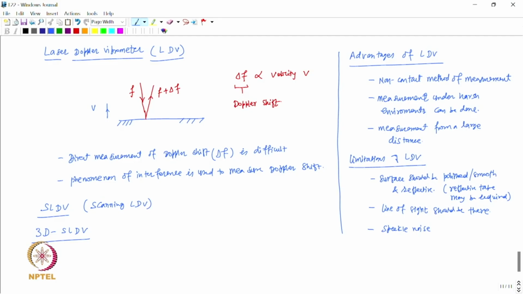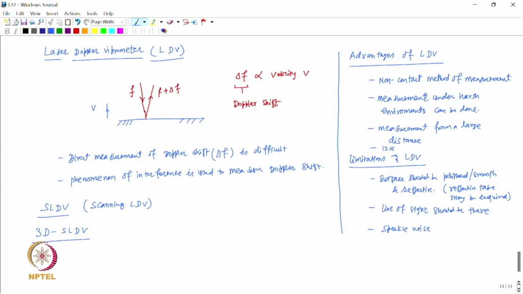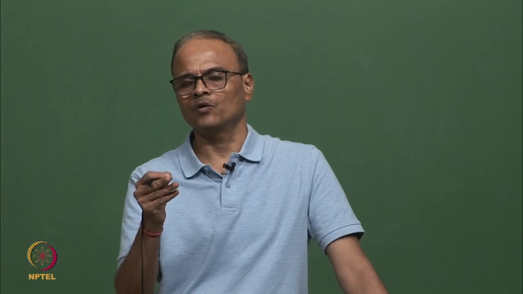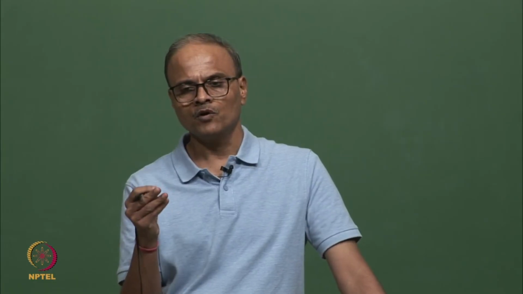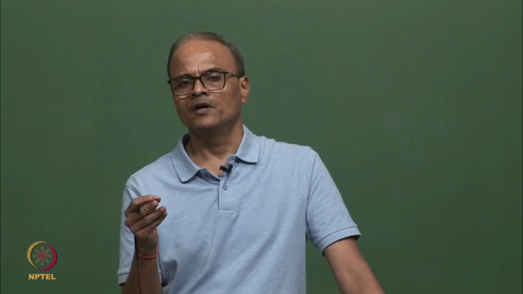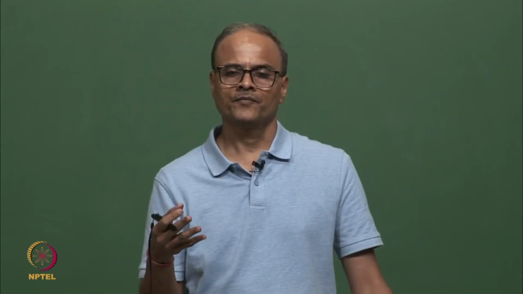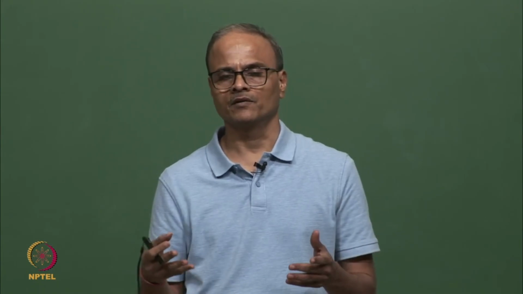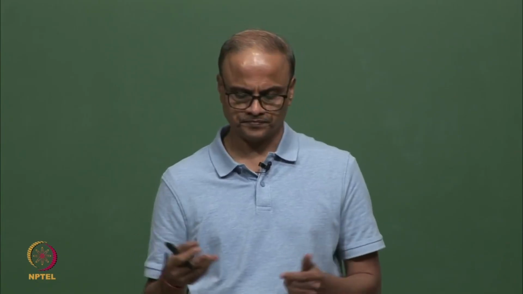In fact, another advantage of the LDV is that the size of the laser spot is very small, something like 12 micrometers, and therefore the measurement can be taken precisely at the desired location. Also, because of the small size of the laser spot, a very good spatial resolution on the surface can be obtained, and a large number of measurements can be taken so as to very accurately describe the vibration of the surface.